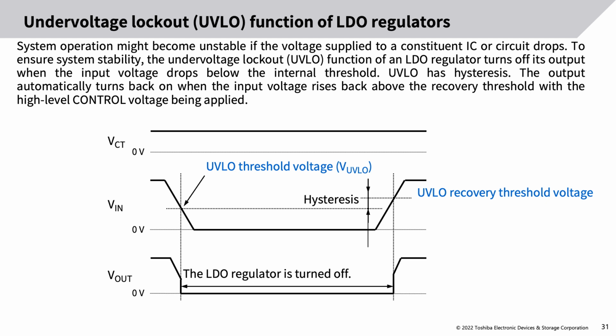Undervoltage lockout, UVLO, function of LDO regulators. System operation might become unstable if the voltage supplied to a constituent IC or circuit drops. To ensure system stability, the undervoltage lockout, UVLO, function of an LDO regulator turns off its output when the input voltage drops below the internal threshold. UVLO has hysteresis. The output automatically turns back on when the input voltage rises back above the recovery threshold with the high-level control voltage being applied.